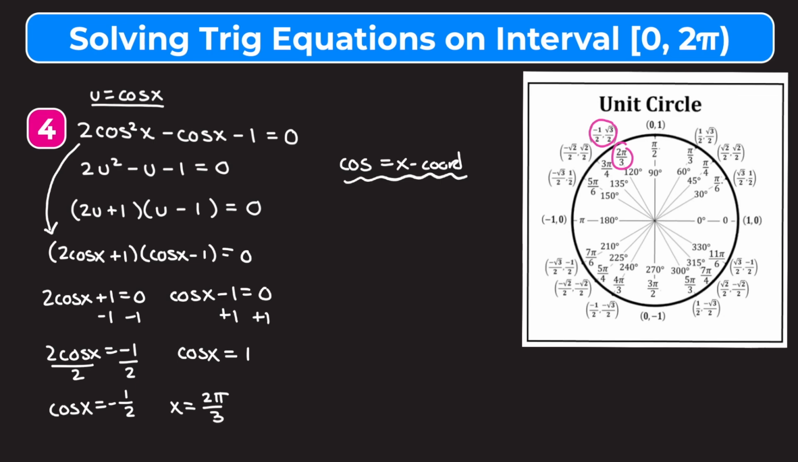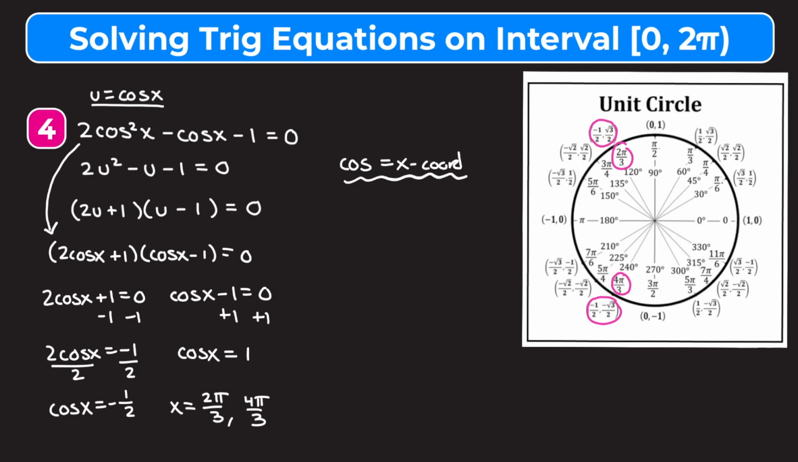And remember, when we're looking in our third quadrant, we know the denominator of our answer has to be the same as the denominator we just got. So it has to have a 3 in the bottom. So we know that it's going to be 4 pi over 3. So this has an x-coordinate of -1/2. So our other angle is going to be 4 pi over 3.